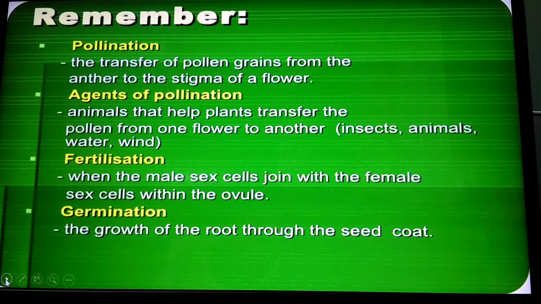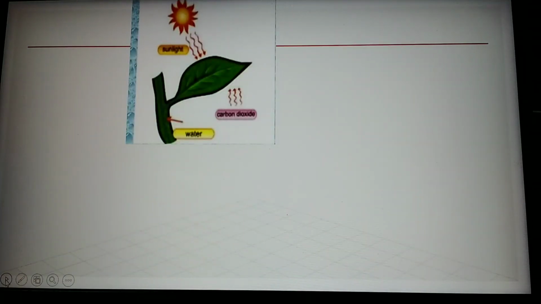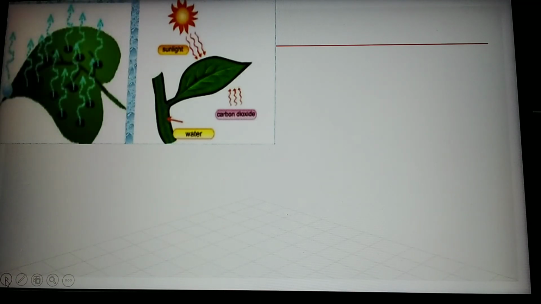Germination is the growth of the root through the seed coat, which shows the process of photosynthesis. The green pigment present in the leaf is called chlorophyll, which is able to absorb the sunlight, and carbon dioxide goes through the stomatal pore of the leaf. Then water is absorbed by the roots. This picture is depicting photosynthesis.